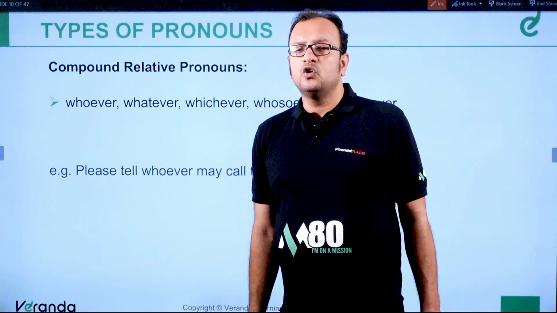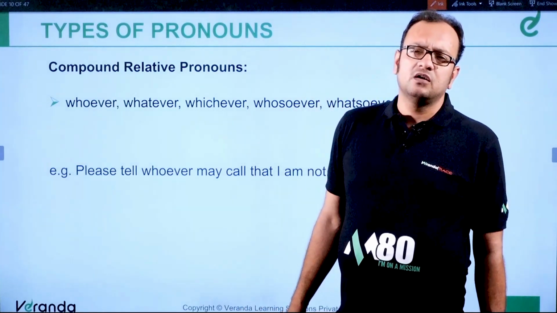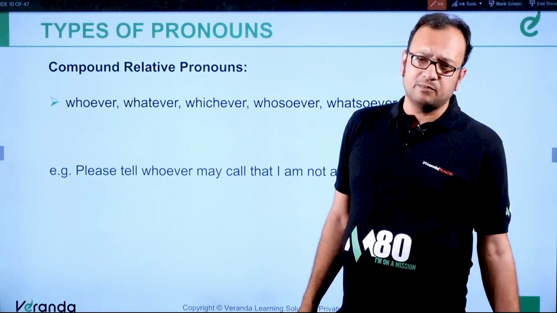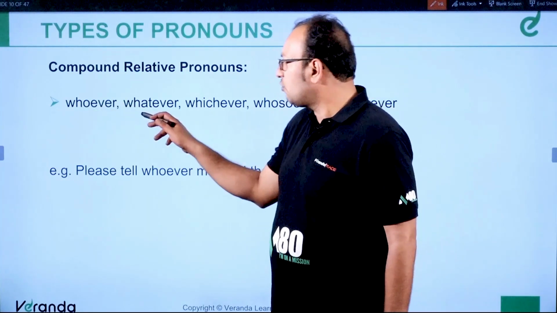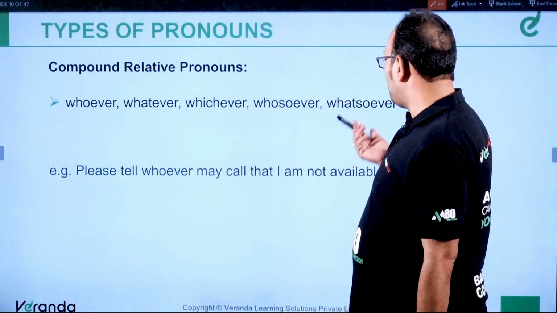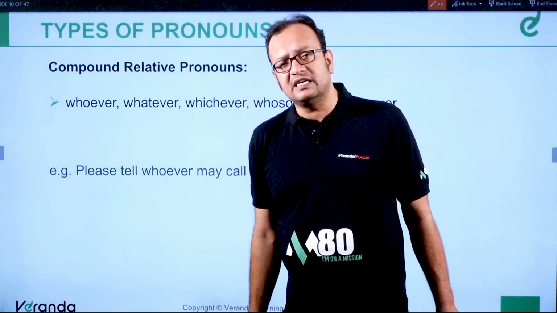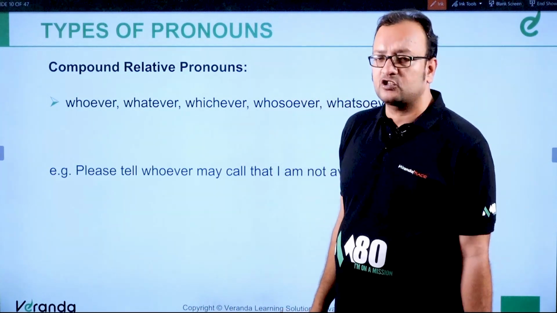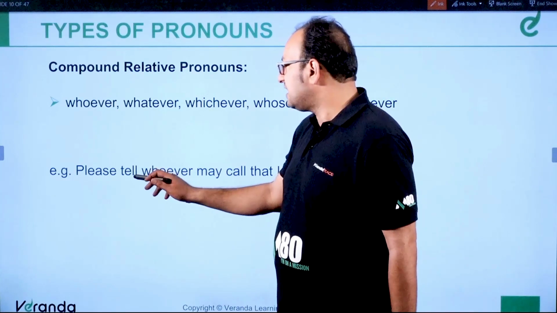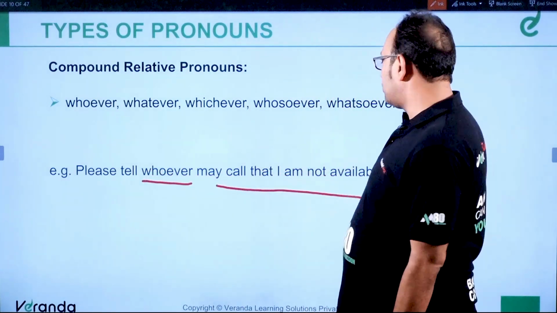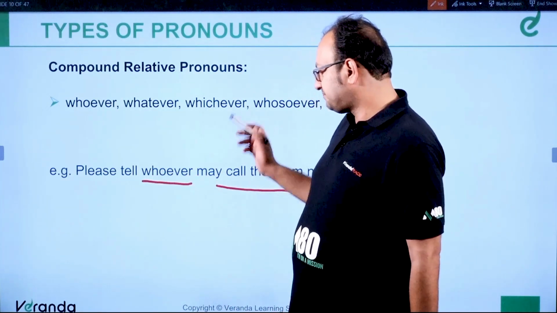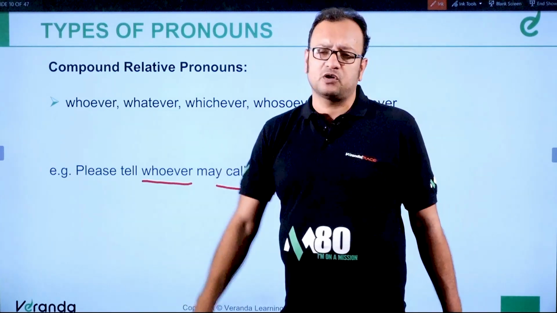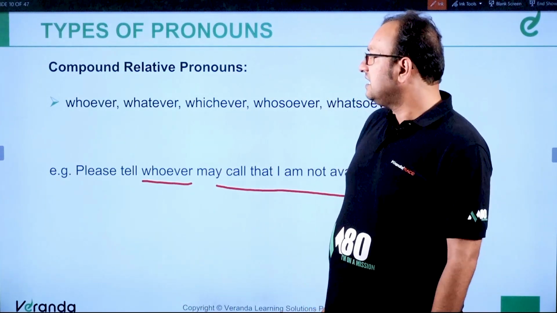Compound relative pronouns. We know which, whom, who, that are relative pronouns. But when we say whoever, whatever, whichever, whosoever, whatsoever, these are compound relative pronouns. They are also used to join sentences, clauses, or phrases. So please tell whoever may call that I am not available. So this is a compound relative pronoun. Clear? Moving ahead.